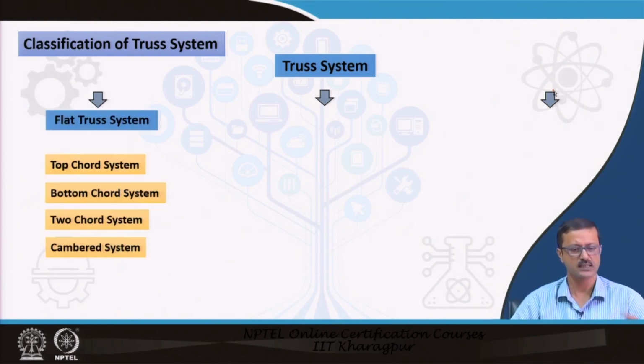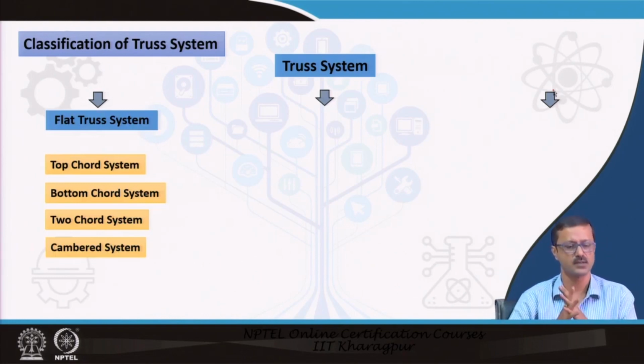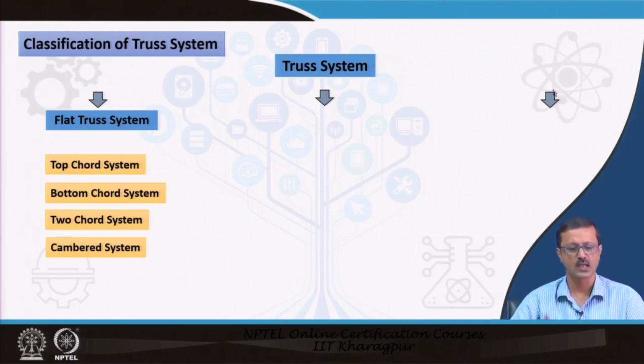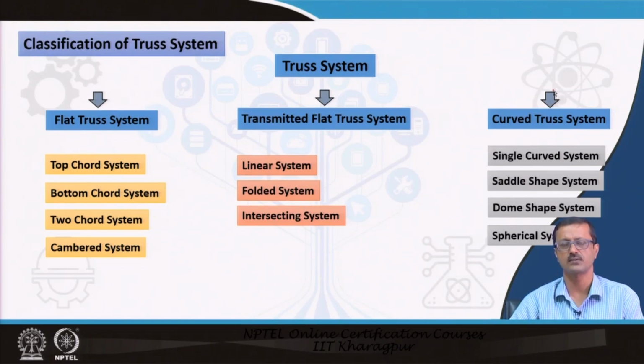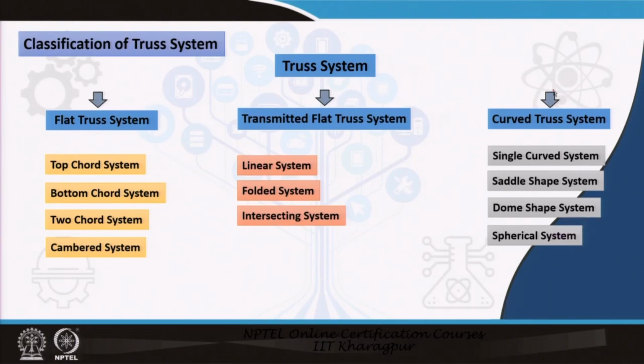The first category is called the flat truss system. In the flat truss, there are 4 such nomenclatures. We will discuss them with the figure in the next slide. The second one is called the transmitted flat truss system, which has 3 further subcategories, and the last one is called the curve truss system, which has another 4 categories.